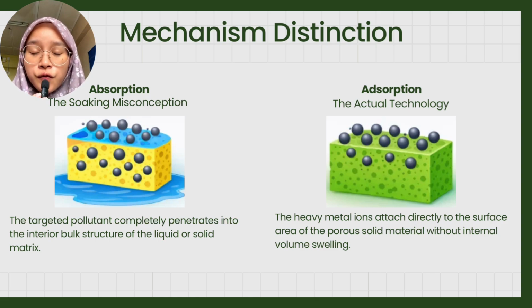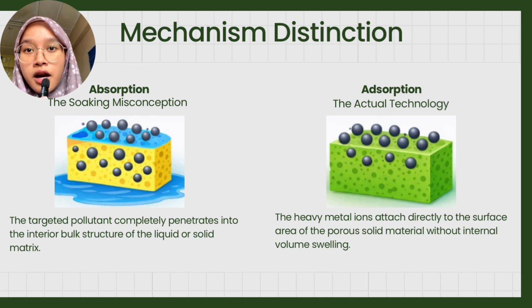Many people confuse absorption and adsorption. In absorption, the targeted pollutants completely penetrate into the interior bulk structure of the liquid or solid matrix, meaning it's like water soaking up into a sponge. While in adsorption, our actual technology, the heavy metal ions attach directly to the surface area of the porous solid material without internal volume swelling, meaning the molecules simply stick to the surface of the adsorbent.